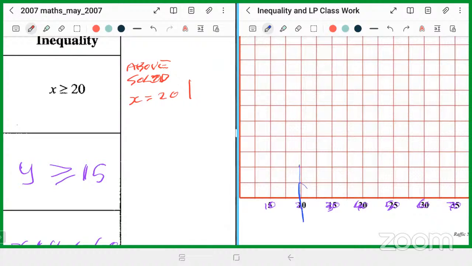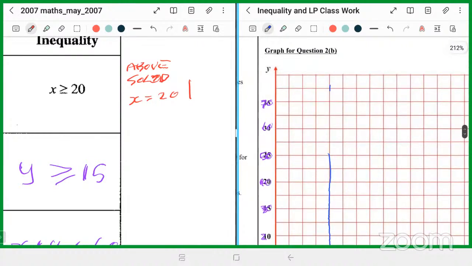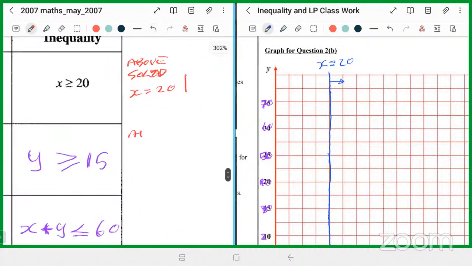So I want to graph a vertical line on here. That is it. This is the line. You're going to label the line with the equal sign, x equals 20, and take an arrow pointing to the right. The next one now is y greater than 15. So this one again is above, a solid line. y equals 15 is a horizontal line through 15.